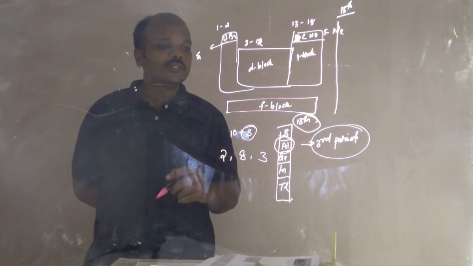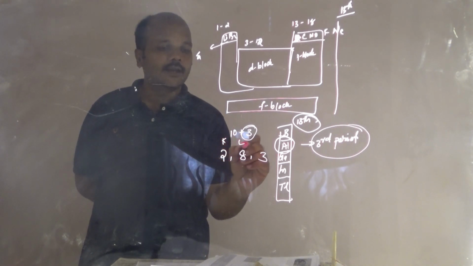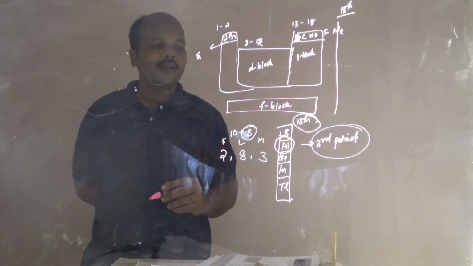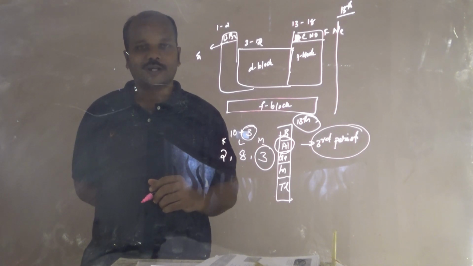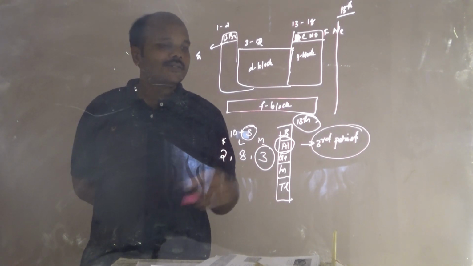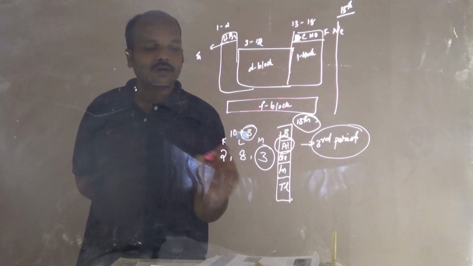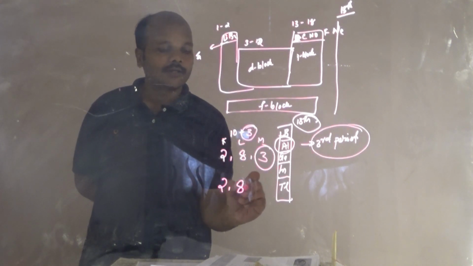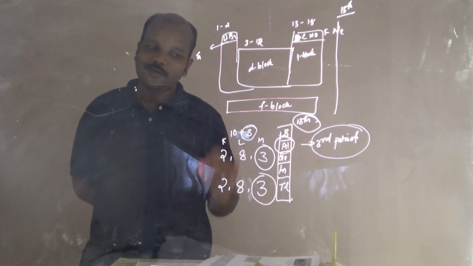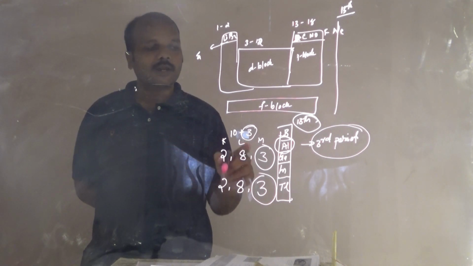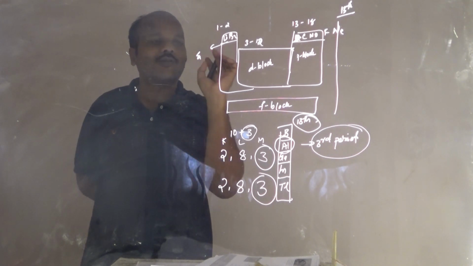Since it is in the 3rd period, these are K, L, M. So 3 electrons are present in the outermost shell. And since it is in the 13th group, you can say that 3. If I write the electron configuration, once again it is 2, 8, 3. So 3 valence electrons are present in the outermost shell. Your group number tells you how many electrons are present in the outermost shell.